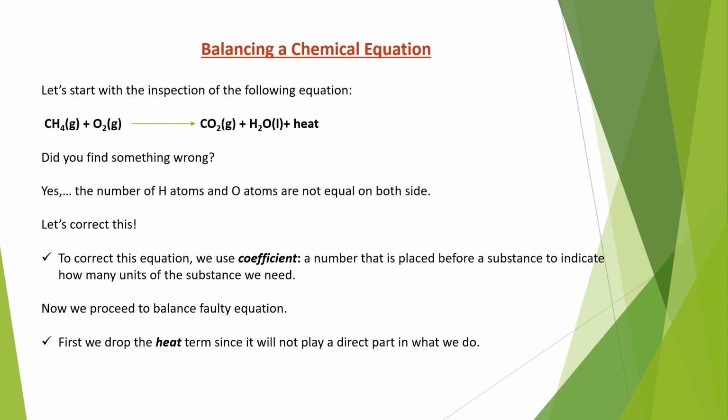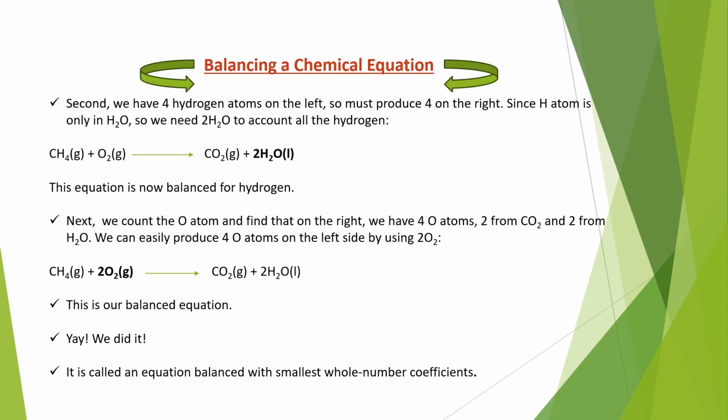Now we proceed to balance the faulty equation. First, we drop the heat term since it will not play a direct part in what we do. Second, we have 4 hydrogen atoms on the left, so we must produce 4 on the right. Since hydrogen is only in H2O, we need 2 H2O to account for all the hydrogen. CH4 gas plus oxygen gas, arrow, carbon dioxide gas plus 2 H2O liquid. This equation is now balanced for hydrogen.